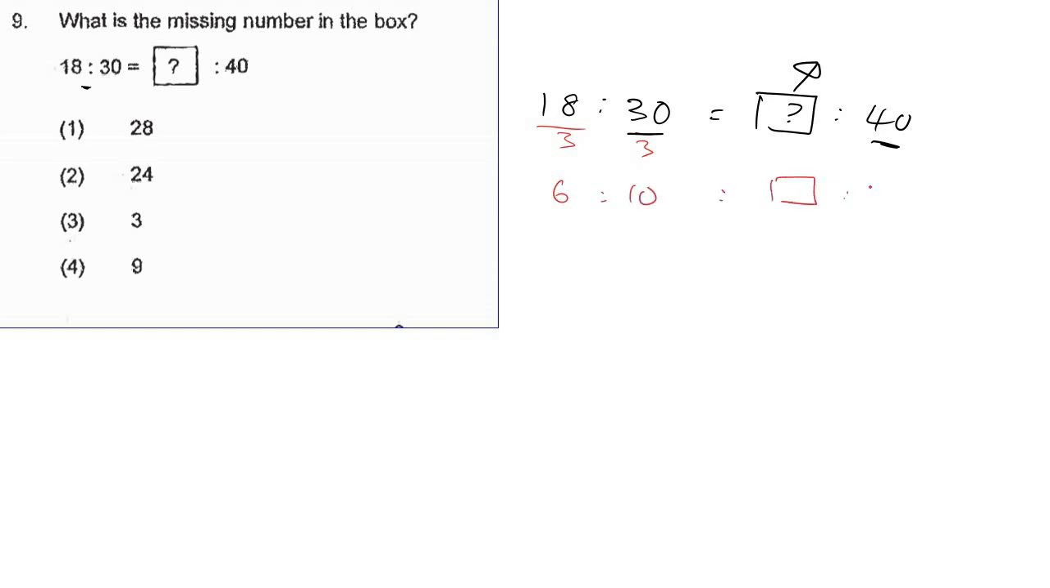So here I still don't know, right? Once I have 6 over 10 here, I can make this to 40 by times 4. Times 4 is actually the whole ratio times 4. 6 times 4, 24. 10 times 4, 40. So it's equal to 24 over 40. So this is the correct one. Okay?